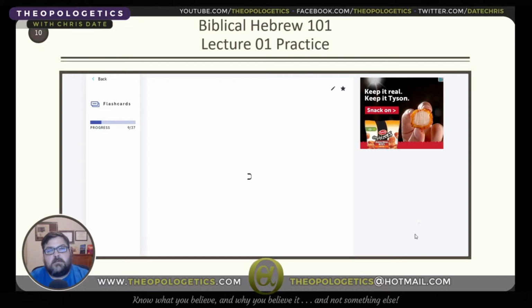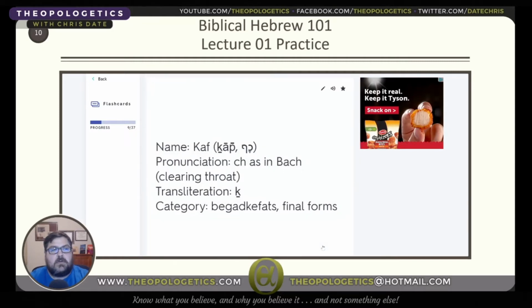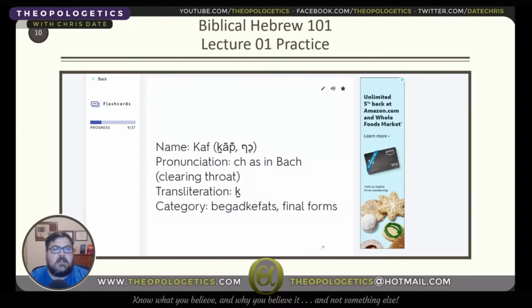But the difference between this one and that one is that that last one was the final form and this one is the medial form. So that tells you that this is in two categories. One, the begot kafats, because I mentioned that this is lacking a dagesh. And two, it's in the category of final forms, because as we saw earlier, there is a final form of the letter kaf. So kaf, CH as in Bach, K with a line under it, begot kafats, final forms.